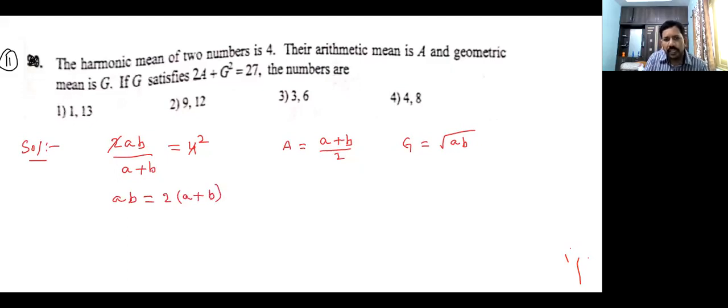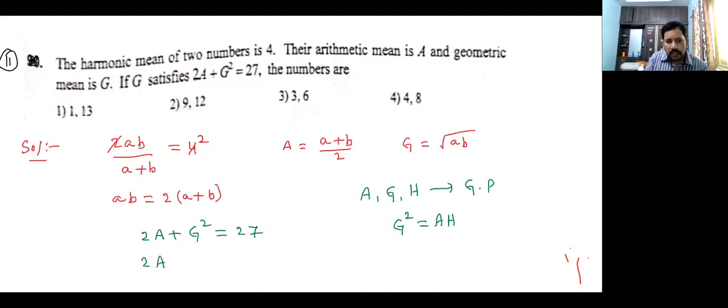Next, one more condition. Arithmetic mean, geometric mean, harmonic mean, these are in GP series. Now what is the condition here? G square is equal to AH. Okay. Now what are they given? 2A plus G square, that is equal to 27.